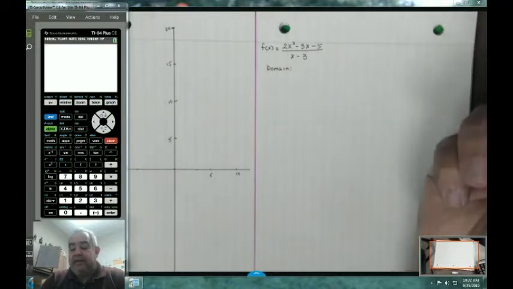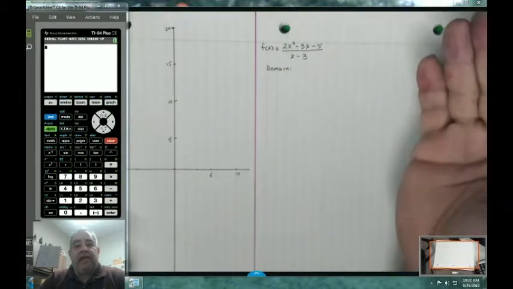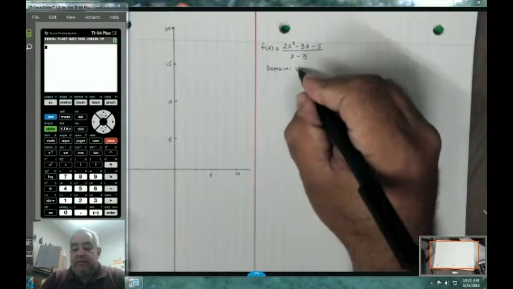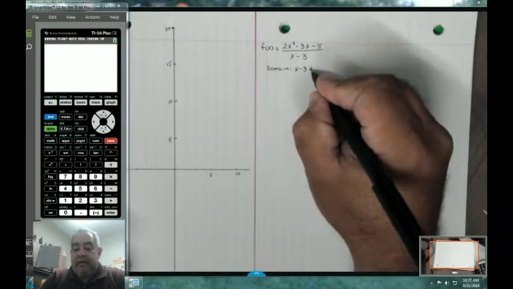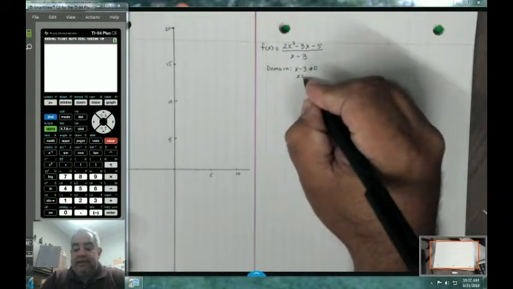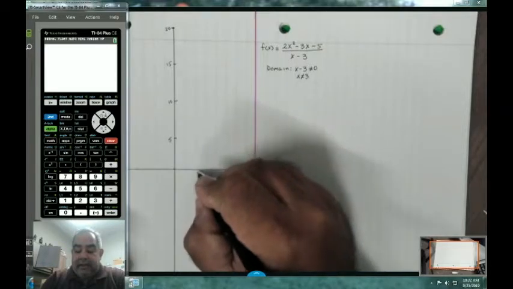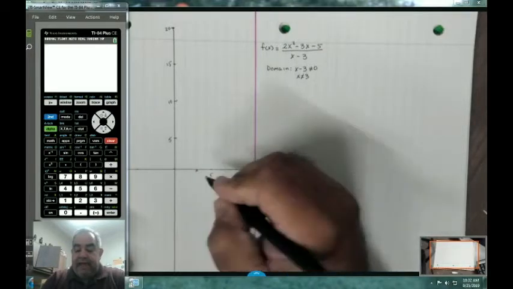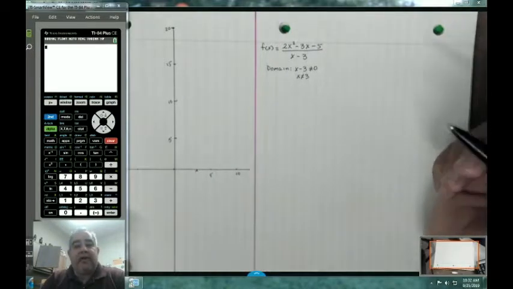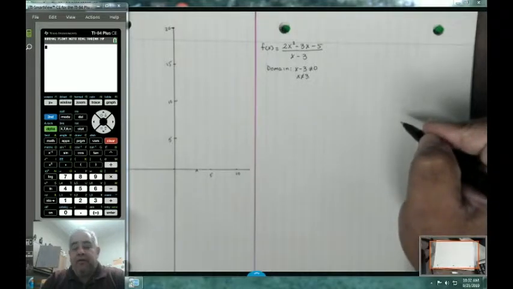So the domain, if you remember, you're going to take the bottom and set it not equal to 0. So I'm going to take x minus 3 not equal to 0. So x can't be 3. What we know now is that at 3, something funny happens. We don't know what it is yet, but it's probably an asymptote. We'll find out in a minute.